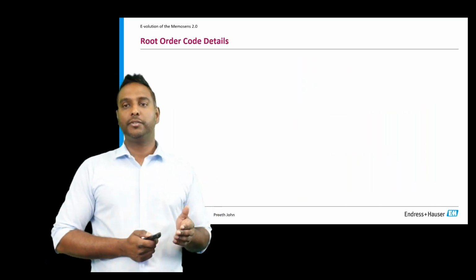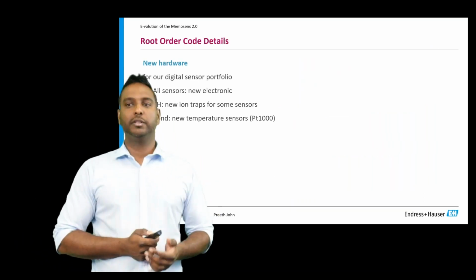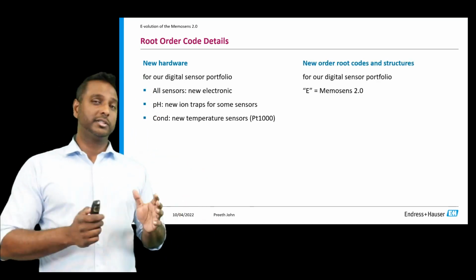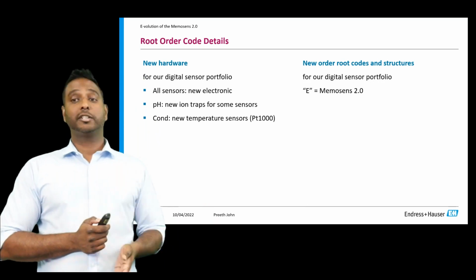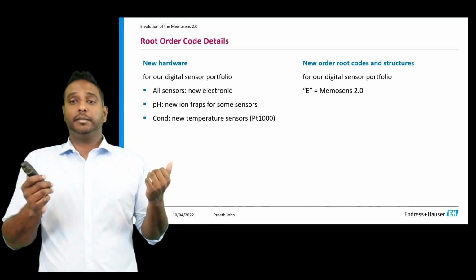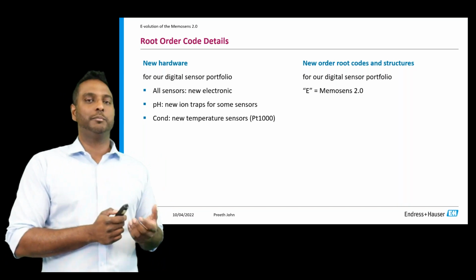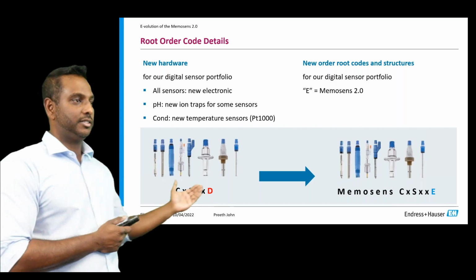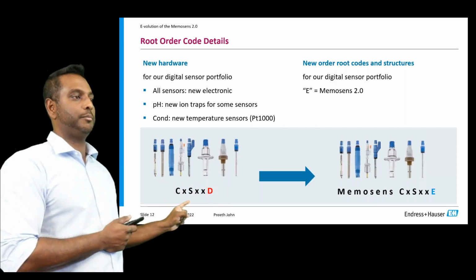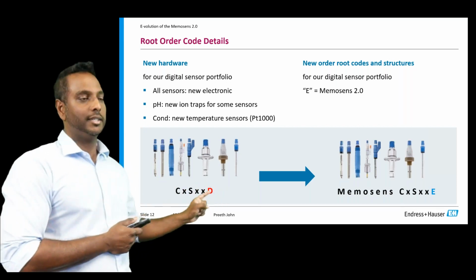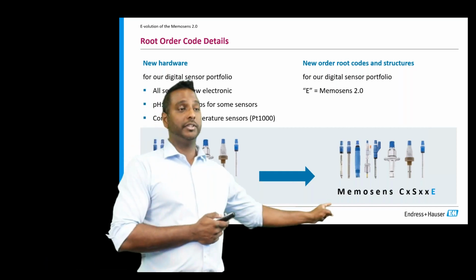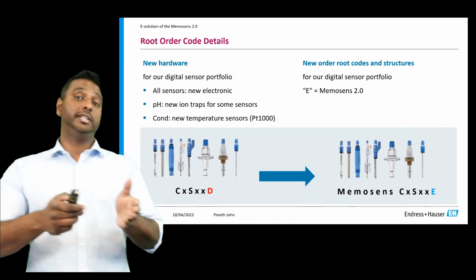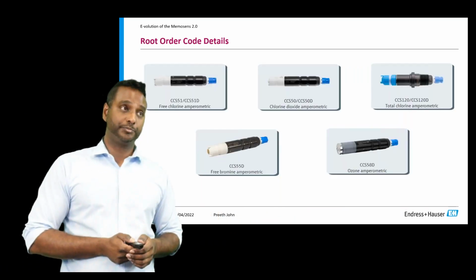So just to cover off a couple of those things, how do you order one of these new e-sensors? Okay, so with the Memosens 2.0, our order codes are slightly different. With the new electronic hardware upgrades, the necessity to make the change in the part number was there. So the next generation of sensors, what you're currently ordering, generally has a part number that finishes with a D at the end. You will now order one that finishes with an E at the end. Simple as that.